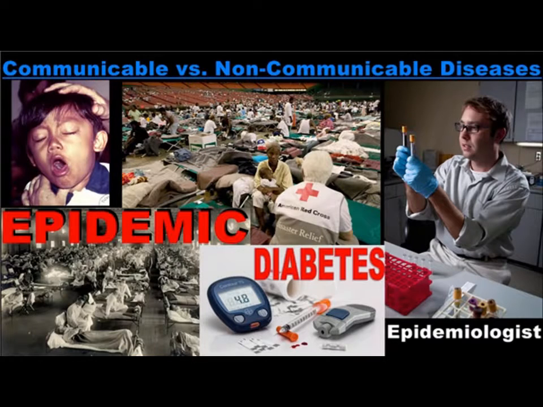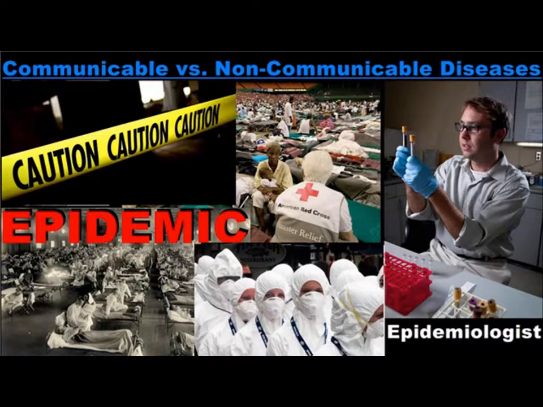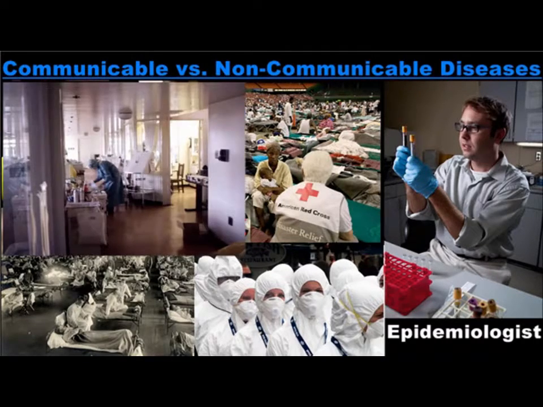When an epidemic occurs, epidemiologists work to contain the outbreak. That may involve quarantining infected individuals if the disease is contagious. During a quarantine, all the infected individuals are held in isolation to prevent the spread of the disease. Epidemics of non-communicable diseases do not require quarantines because they do not spread from person to person.